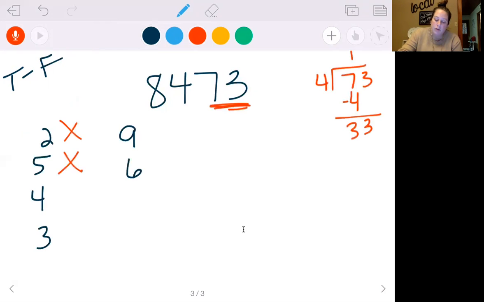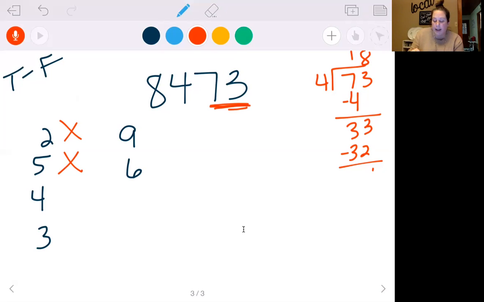4 goes into 33 8 times, and I get a remainder, so that's not going to work. Okay, for 3, I'm going to add them up. 8 plus 4 plus 7 plus 3. Okay, so 7 plus 3 is 10, plus 8 is 18, 19, 20, 21, 22. I can't divide 22 by 3, so that's not going to work.